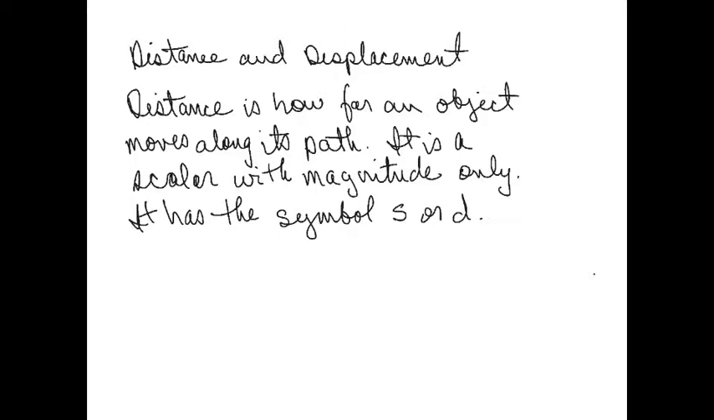Welcome to distance and displacement, and in this video we're going to talk about the difference between those two. Now, first of all, distance is how far an object moves along its path. It is a scalar with magnitude only. It has a symbol S or D.